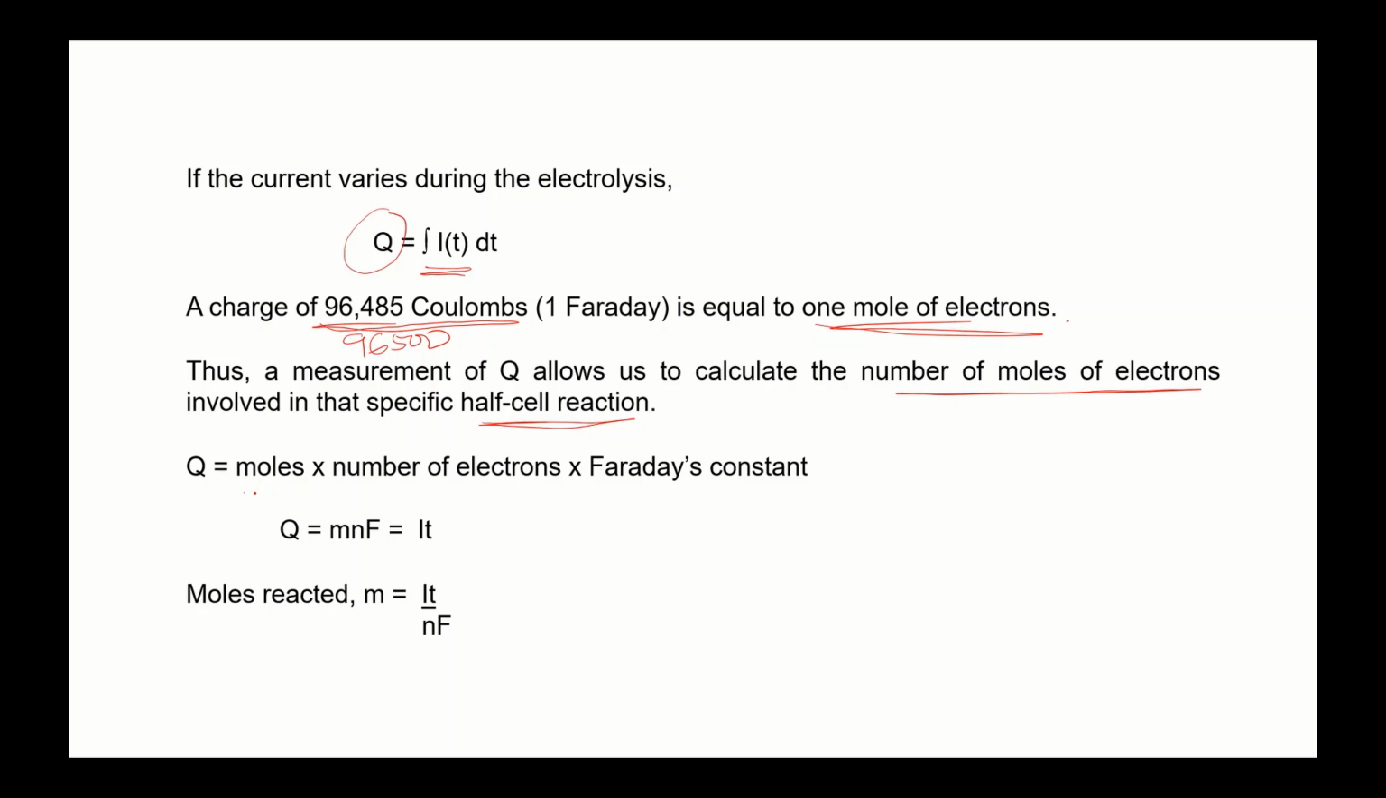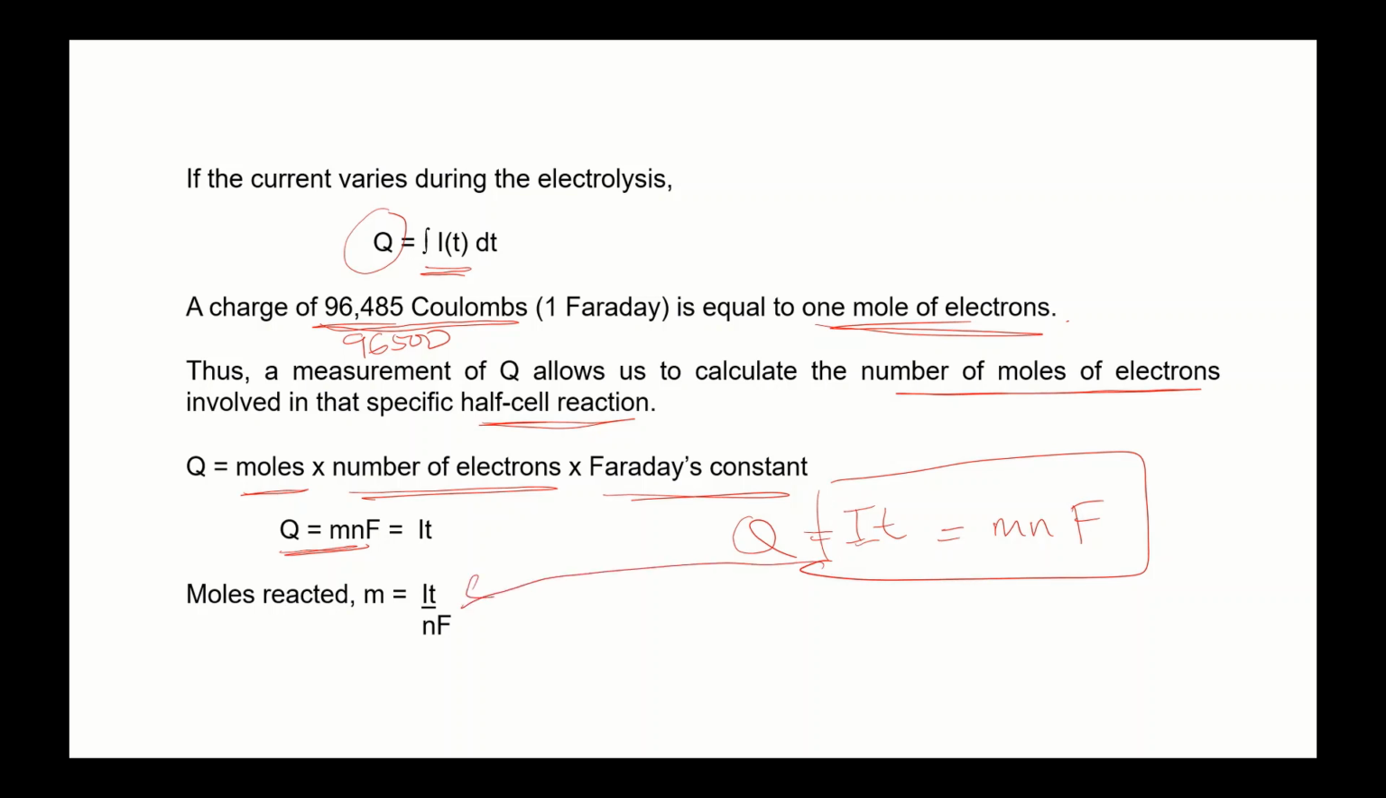So once you know the moles of electrons involved, you must multiply the number of electrons by the Faraday constant. So this is Q. Actually, there are two equations involving Q, the charge passed. Q equals I times T and also Q equals M times N times F. M is the moles of reactants.